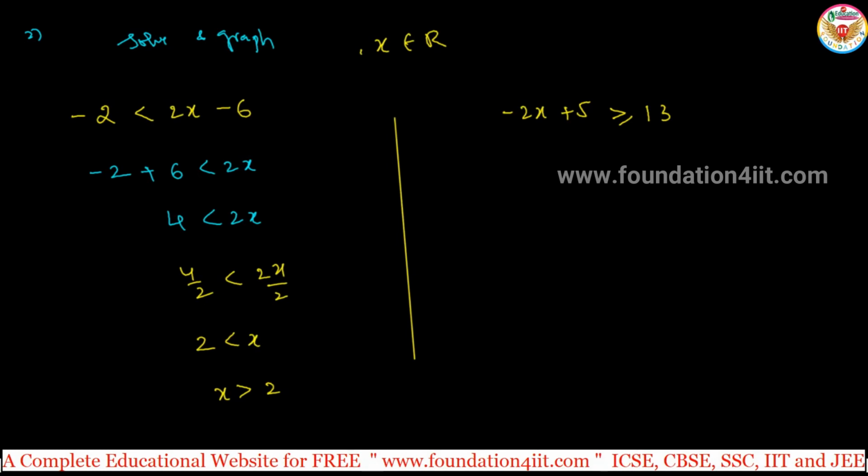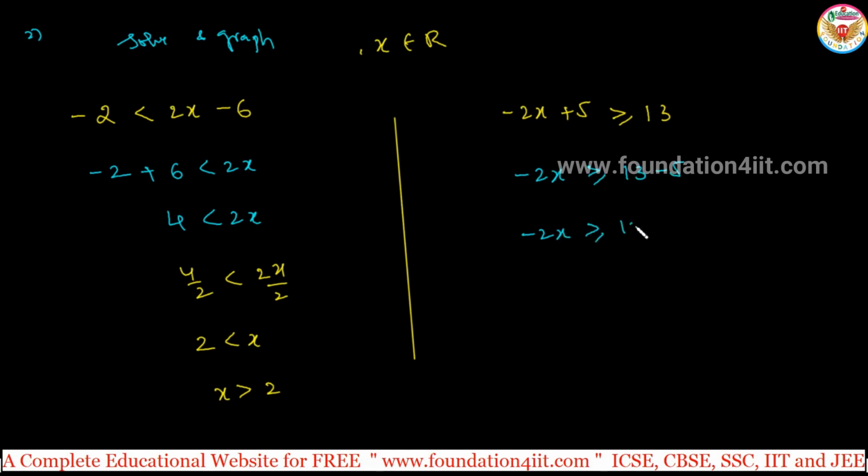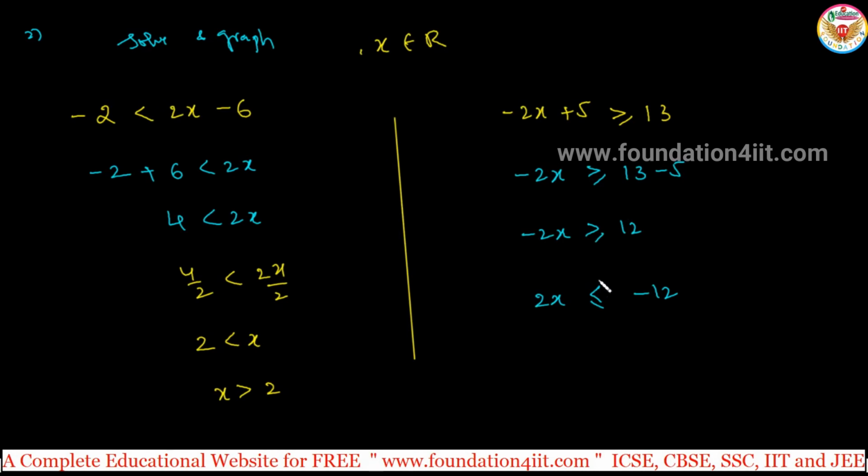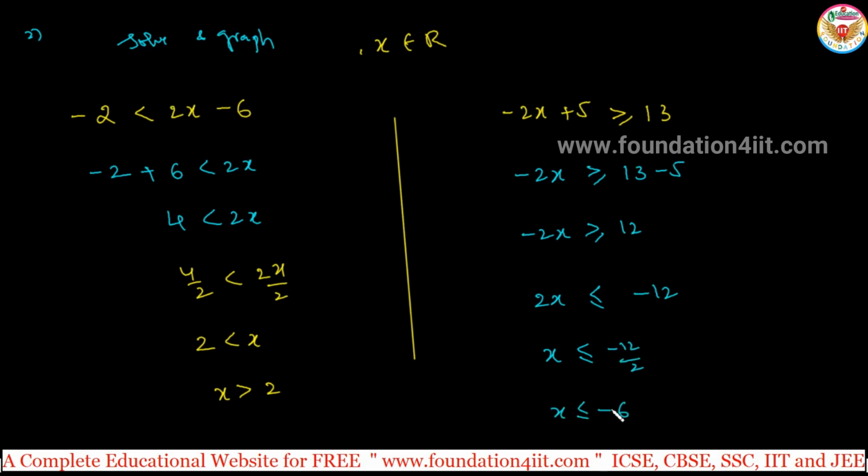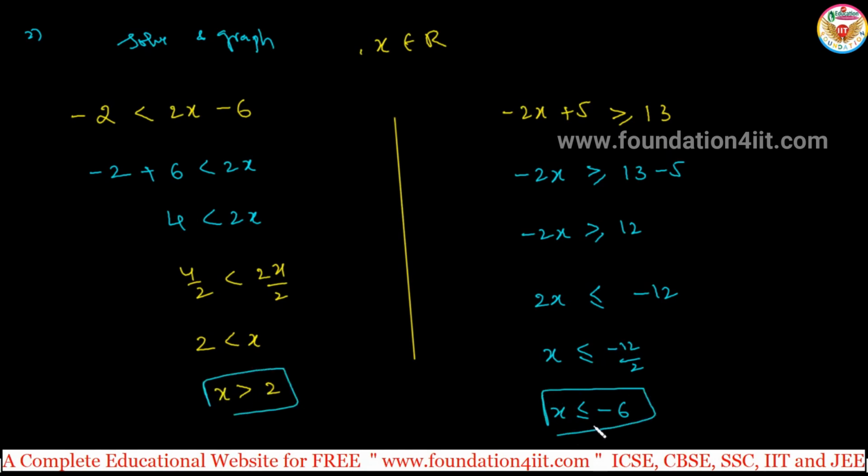Now from this side, minus 2x plus 5, so minus 2x is greater than or equal to 13 minus 5. Minus 2x is greater than or equal to 8. If you multiply both sides by minus 1, the inequality sign will be changed. If you multiply with negative 1 on both sides, the inequality sign should be reversed. Remember that. Then x is less than or equal to minus 12 by 2. x is less than or equal to minus 6.